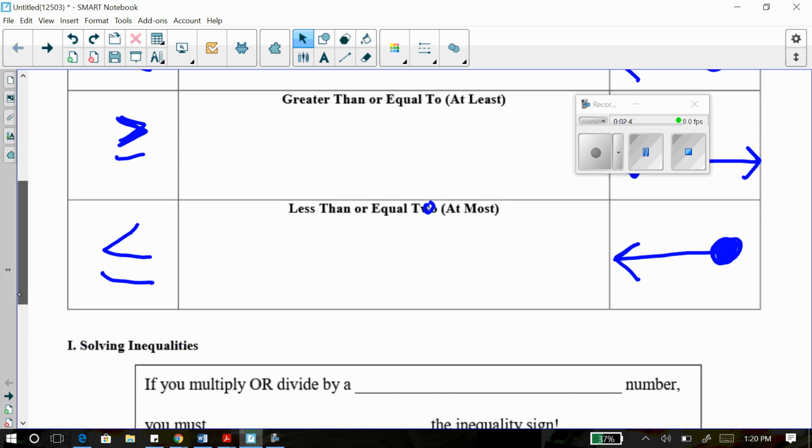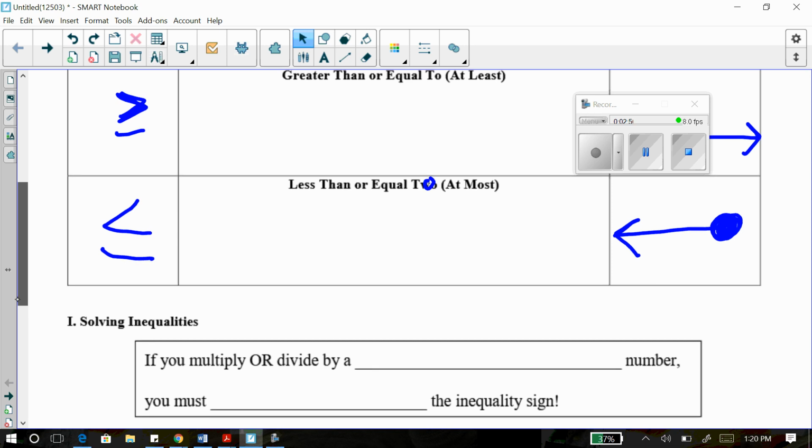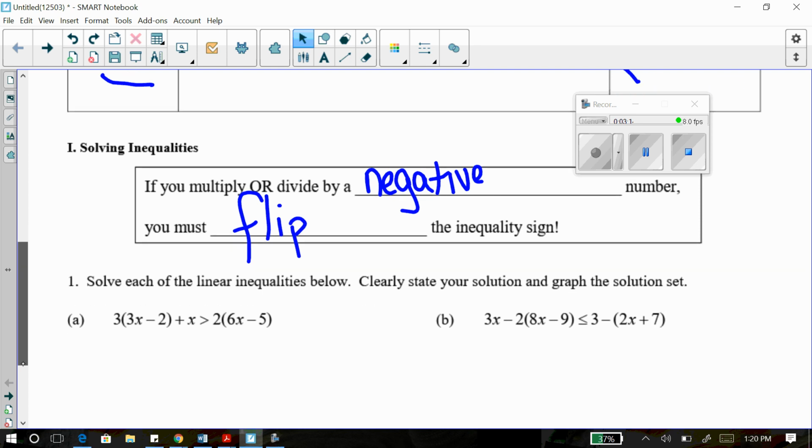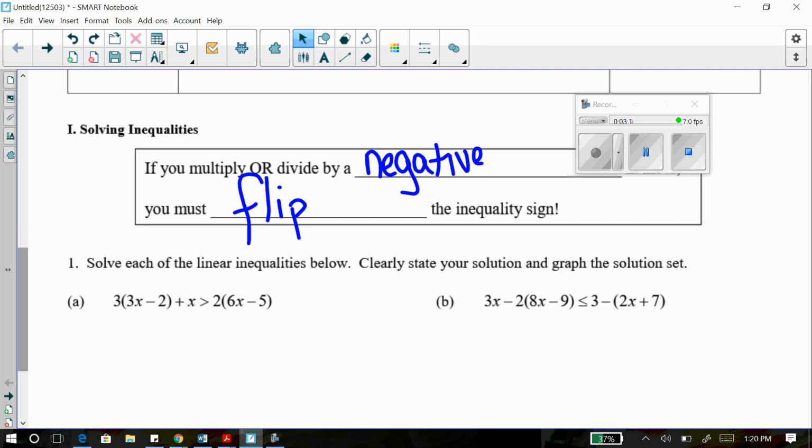Now, we learned this last year, and we learned how to solve inequalities. Before we solve them, I want you to type into your box here. If you multiply or divide by a negative number, you must flip the inequality sign. So that makes solving an inequality different than solving an equation. You have to flip the inequality sign. Okay? If you divide or multiply by a negative number.